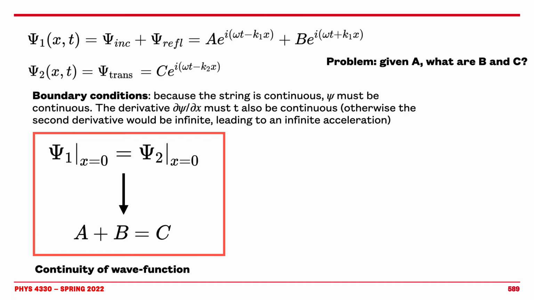And if I plug that into the solutions psi1 and psi2 that are on the top left of the screen, we find that a plus b is equal to c. Remember, b and c can be complex numbers. The second boundary condition is slightly more subtle, but I'm going to try to explain it to you.